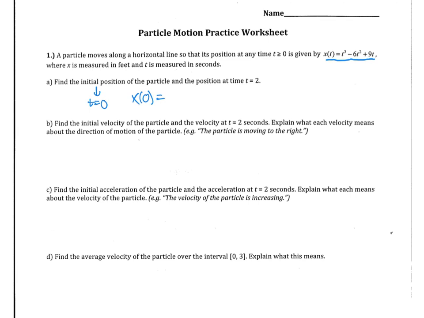By plugging in t equals 0, I will end up with 0. So the position of the particle at time 0 is 0. The particle's at 0 feet when we first start counting time.